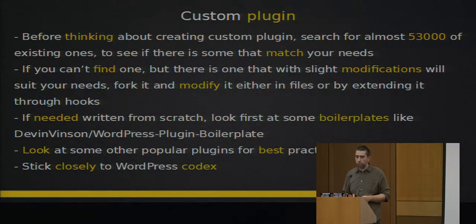If you need to write from scratch, look first at some boilerplates. I use, for example, Dan Vinson's WordPress plugin boilerplate for about 2 years, and it's super awesome, easy to learn, with best practices for writing plugins. So I recommend that if you need to write a custom plugin, you look into that. Of course, you can also look at other popular plugins for best practices to see how they implement things. And of course, stick closely to the WordPress Codex.